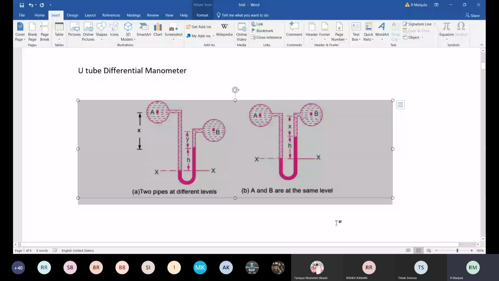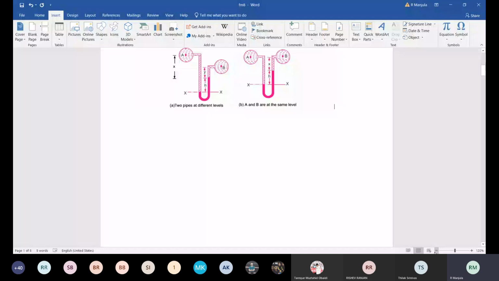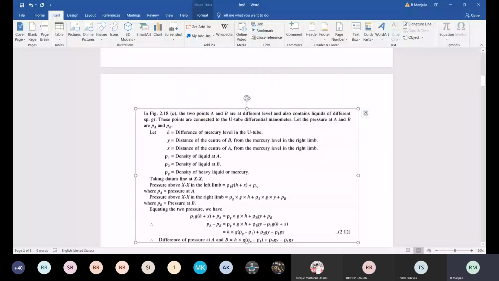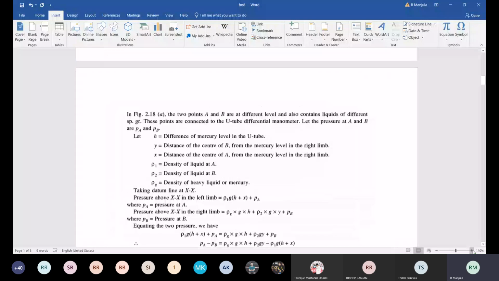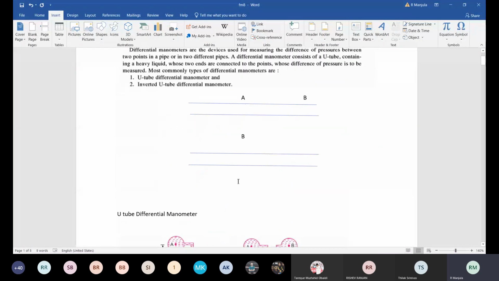Now how are we going to consider this? If A and B are at different levels and contain liquids of different specific gravity, it need not be that both liquids are the same. Both liquids can be different if the pipes are different pipes. So points A and B at different levels, also containing liquids of different specific gravity, are connected together with the U-tube differential manometer, just as I have discussed here. Here A and B are 2 different pipes. Maybe this end is connected and this end is connected. Maybe they are at different elevations.